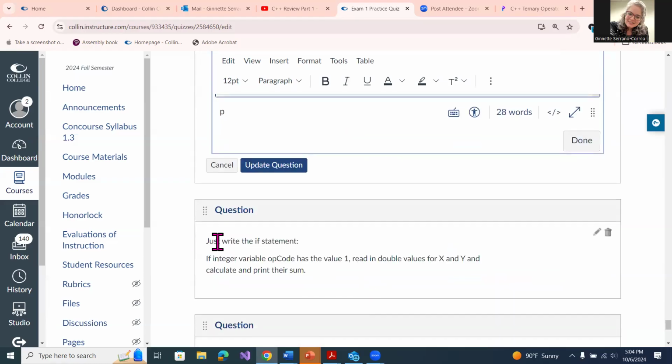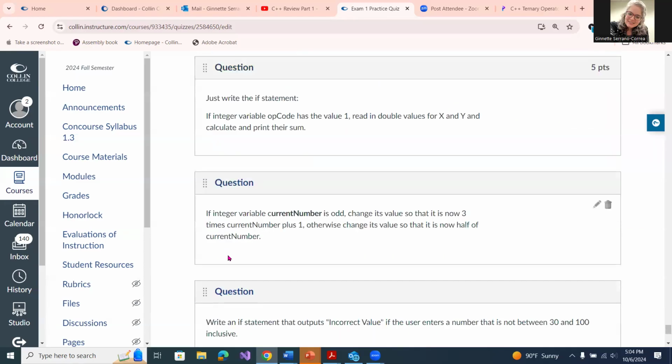Just write the if statement. Right there: if integer variable opcode has the value of 1, read in double values for x and y and calculate and print their sum.